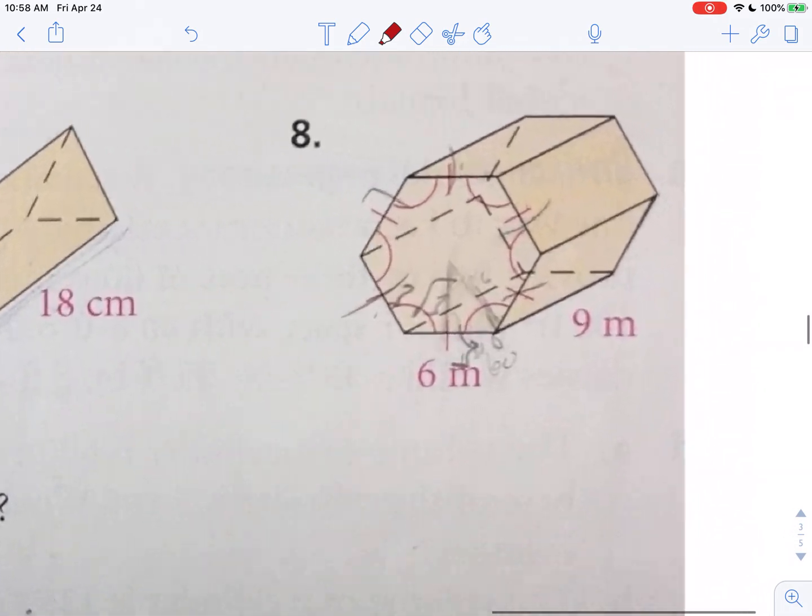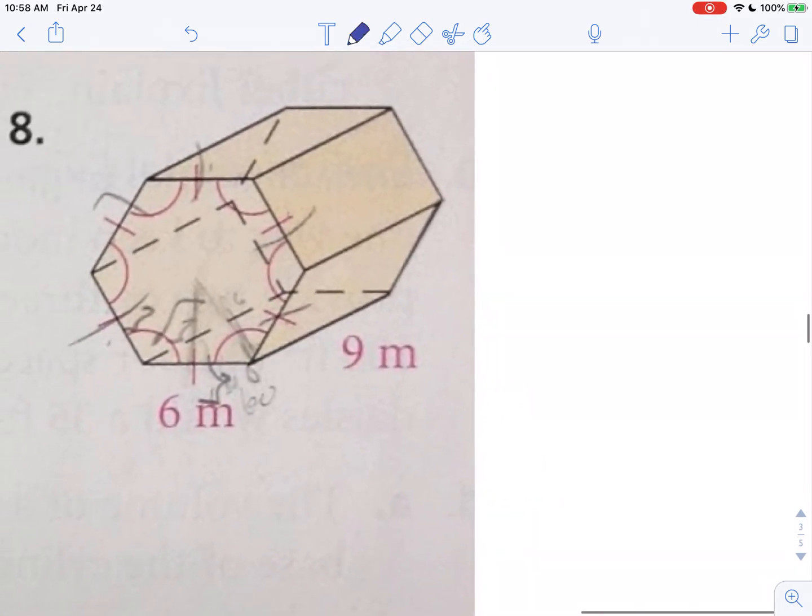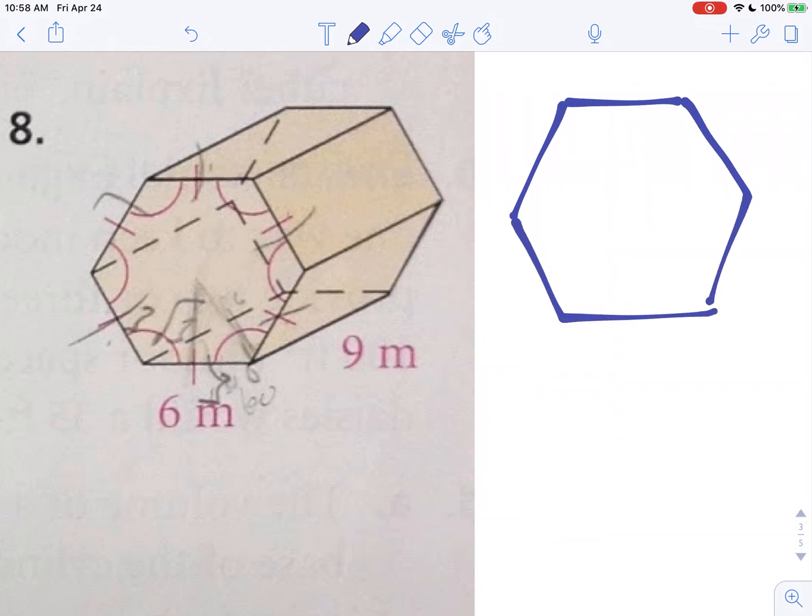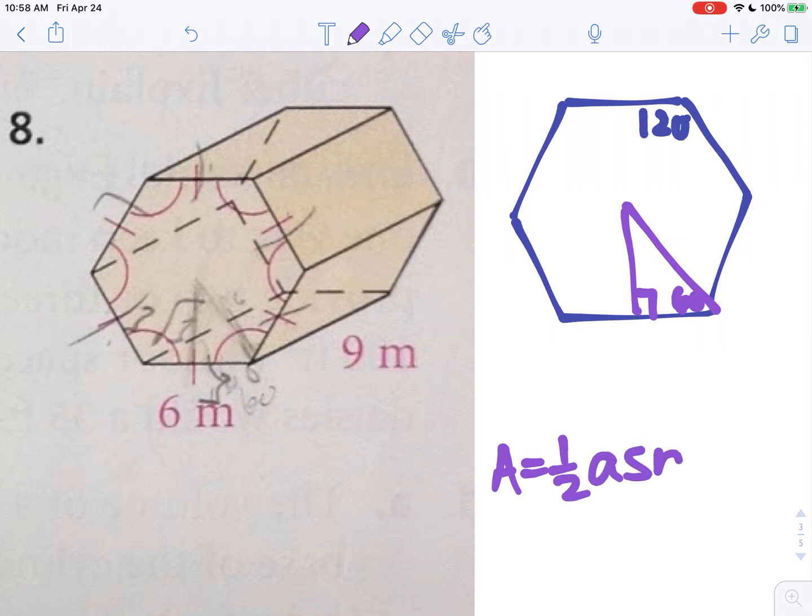The last one I want to just point out to you, question number 8, I see a regular hexagon. Sorry, somebody's drawn all over the pages in this textbook that I have. But remember, each angle in a regular hexagon is 120 degrees. So if I draw in my lovely triangle to find my apothem, because I know in order to find the area of this regular hexagon, I want to use the formula 1/2 ASN. I need to deal with this right triangle hanging out in here. I know the entire length here is 6, so it's split up into 3 and 3.